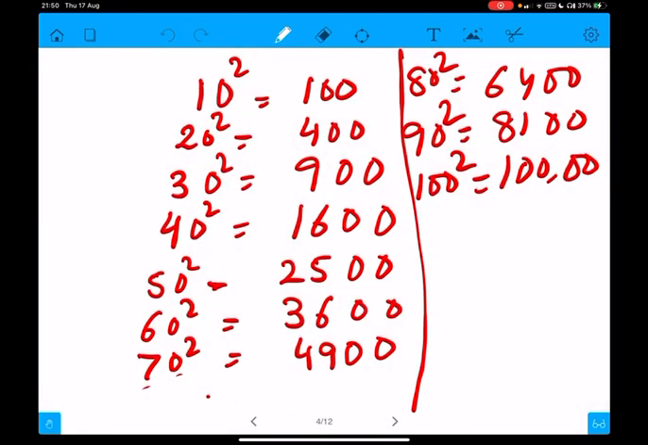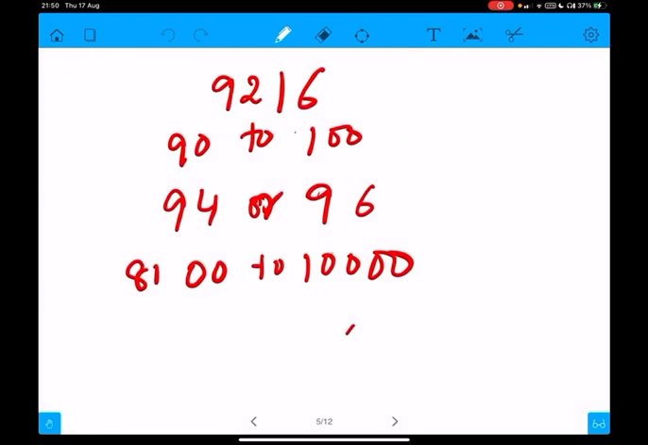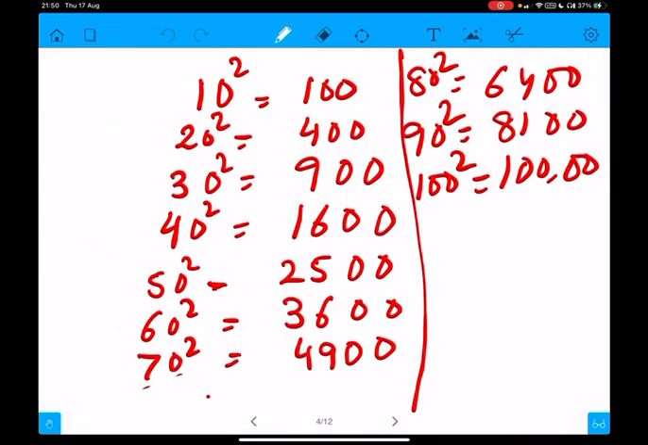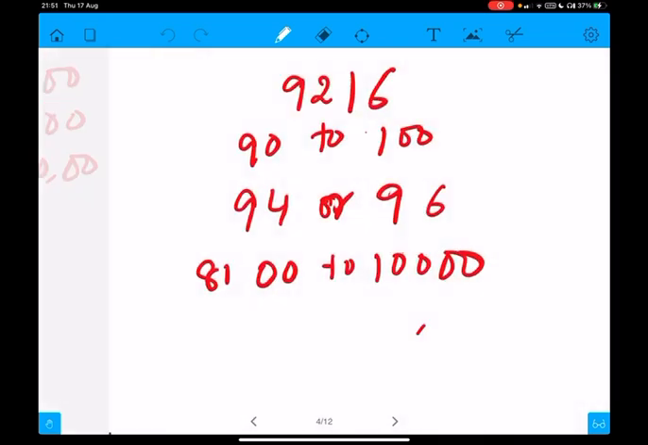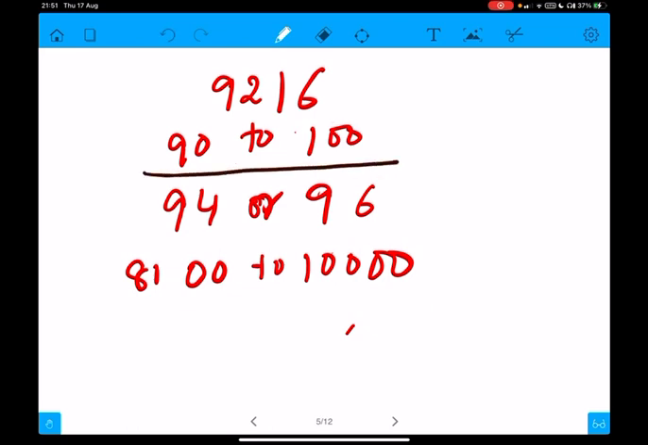Let me come to another example. The number is 9216. The square of 90 is 8100 and the square of 100 is 10,000. So this number should lie between 90 and 100, between 8100 and 10,000.